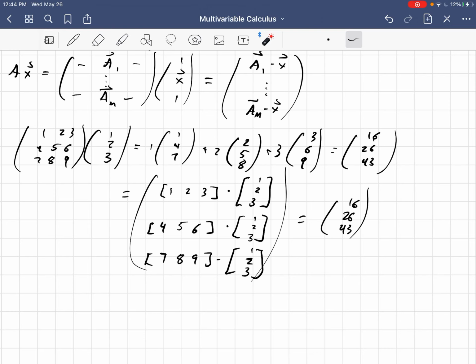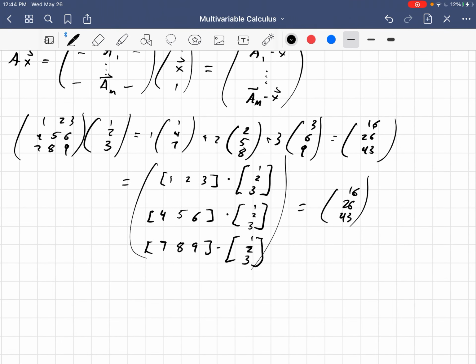So while at first this might be computationally easier, this shows more conceptually what's going on in matrix vector multiplication. But either one works. It's important to realize that they conceptually are talking about very different things.